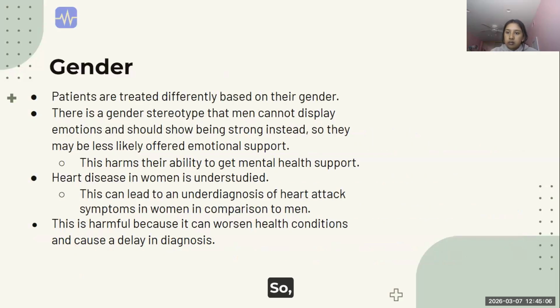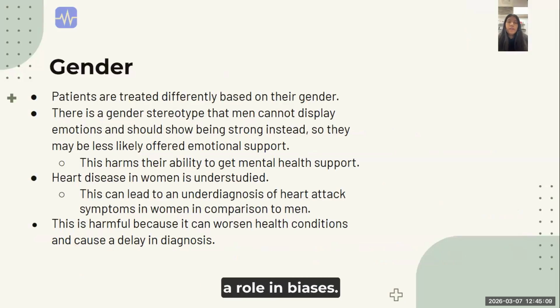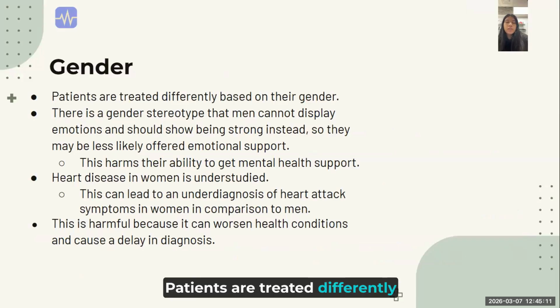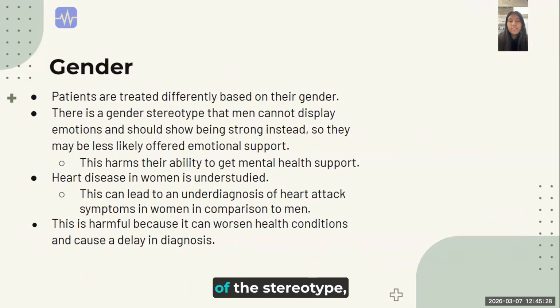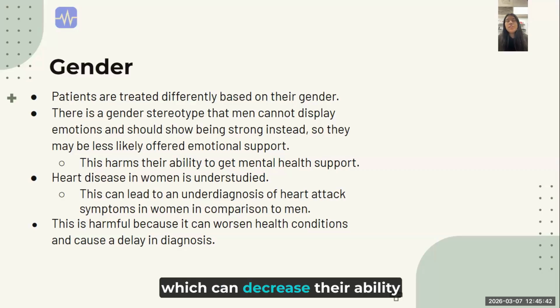So, gender can also play a role in biases. Patients are treated differently based on their gender. There is this gender stereotype that men cannot display emotions and should instead be shown as being strong. And this can cause them to be less likely to be offered support because of this stereotype, which harms their ability to get mental health support. Because of this stereotype, men might be a bit more afraid to talk about their emotions and what they're going through, which can decrease their ability in getting a diagnosis.